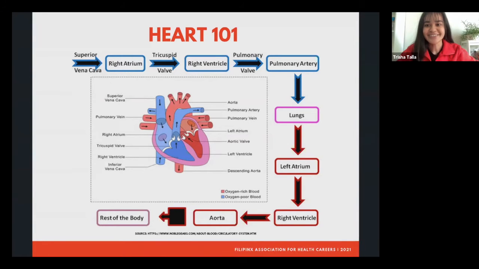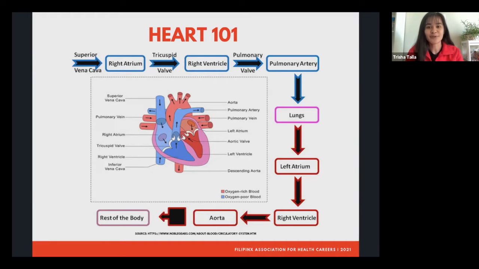Okay, so now we're going to talk about the circulatory system. As many of you know, the circulatory system is the body's transport system.